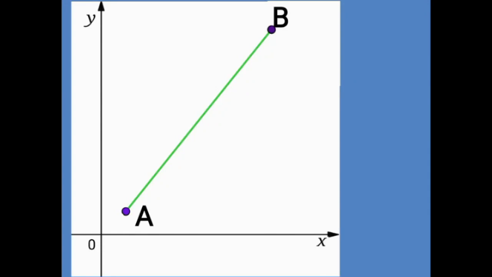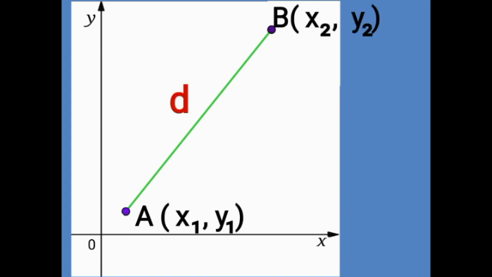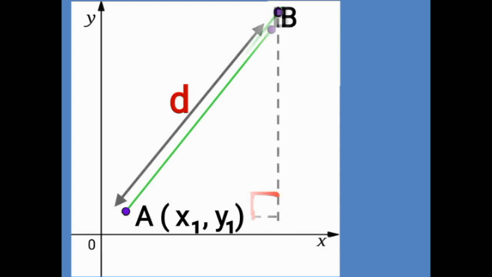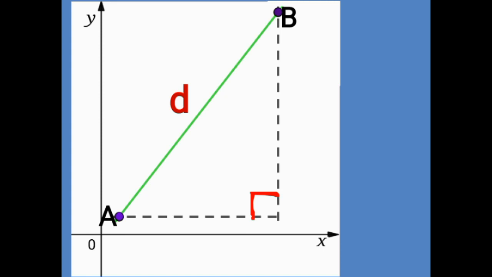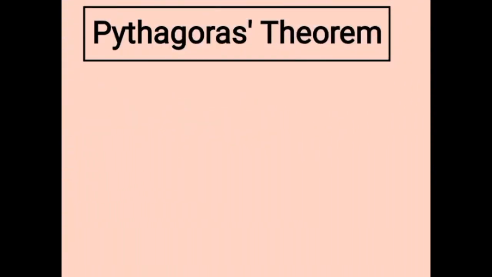The sketch graph shown here shows a line joining the 2 points A and B with coordinates x1, y1 and x2, y2. Now, you can find the distance d between the 2 points A and B by considering the right angle triangle with hypotenuse AB. Before we learn how to find the distance d, let's take a quick look through the Pythagoras Theorem.